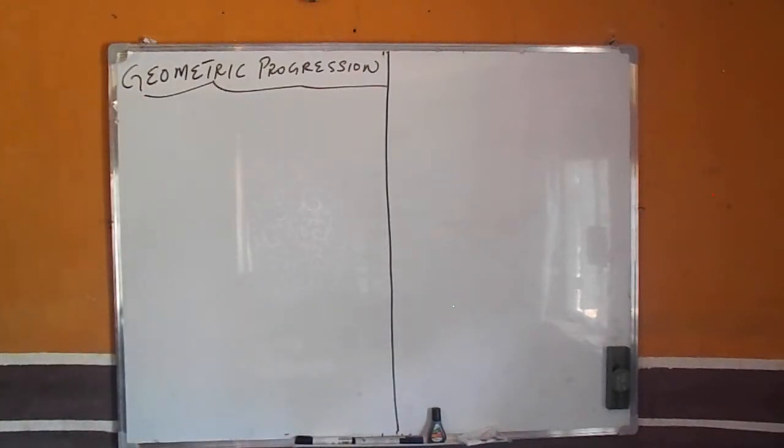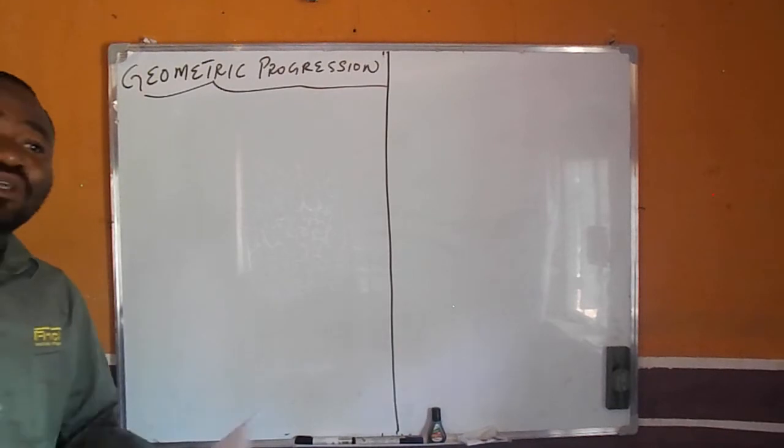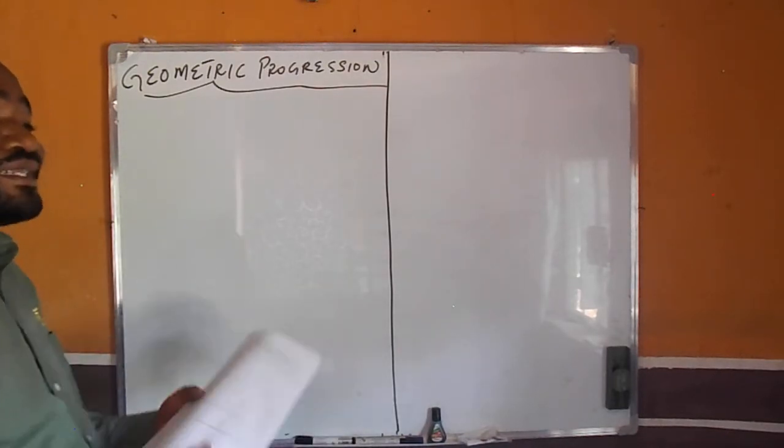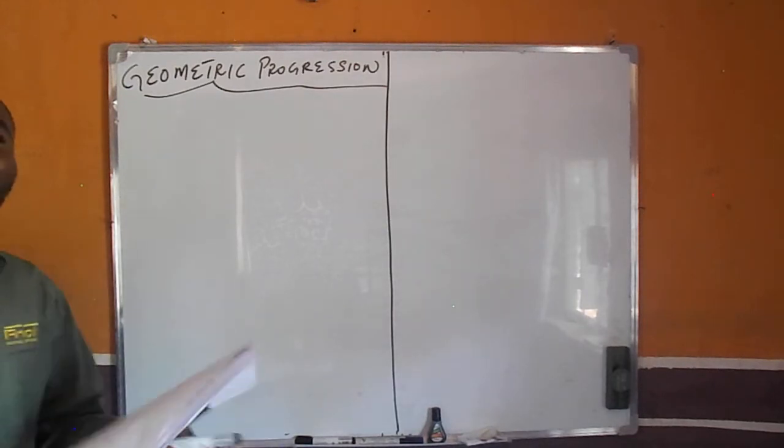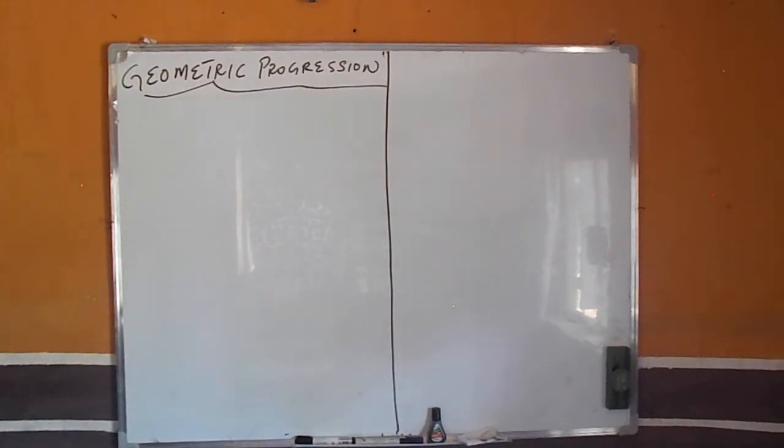In the last class, we looked at arithmetic progression, where it increases at an addition level. But what of the case where it is increasing at a multiplication level? Then we said we are involving geometric progression, which can also be referred to as an exponential sequence.